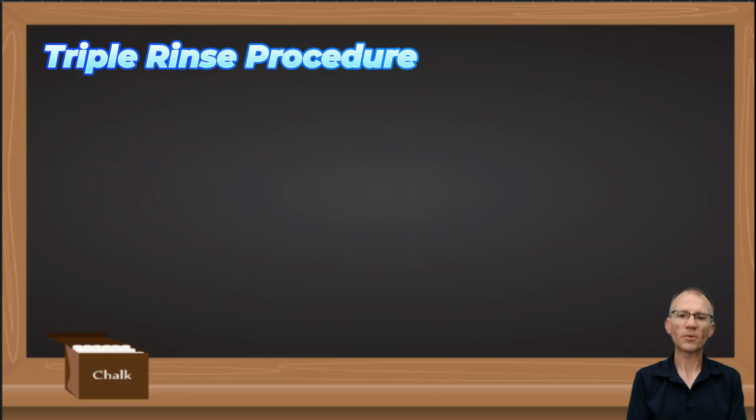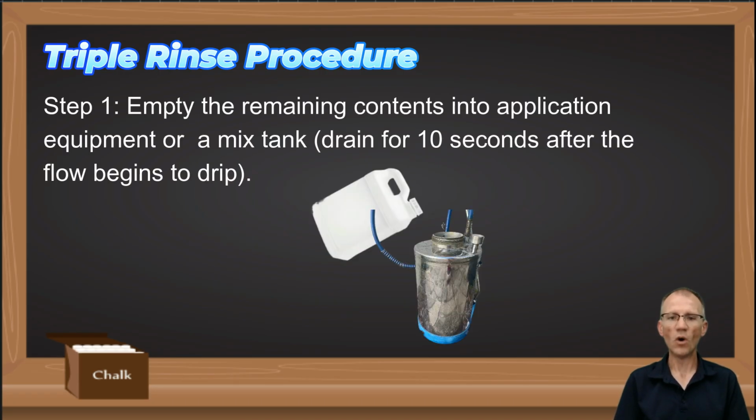This triple rinse procedure is one of the most important things in the pesticide industry. You need to know and understand this triple rinse procedure because you're going to do this over and over again throughout your career in pesticide handling and use. In step 1, we're going to empty the remaining contents into application equipment or a mixed tank. Drain for about 10 seconds after the flow begins to drip. So I'm going back over this for a specific reason. You have to memorize these steps.